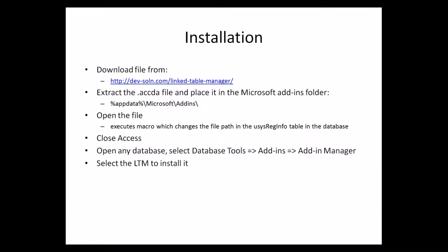It runs an autoexec macro when it first opens and changes the file path information that's in the USysRegInfo table. You close the database, and the next time you open Access, you go to Database Tools, Add-ins, click on the Add-in Manager and select the LTM, and it's installed. It doesn't require administrative rights to do it, which is really important in a lot of environments. So that's a huge benefit to the way this is deployed.